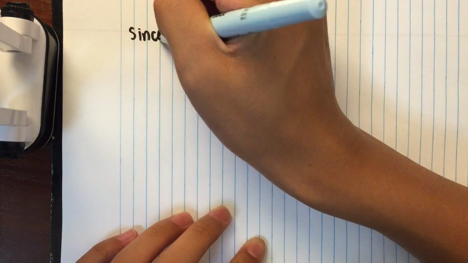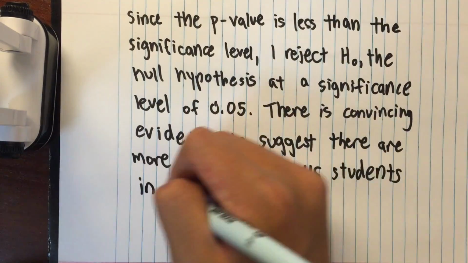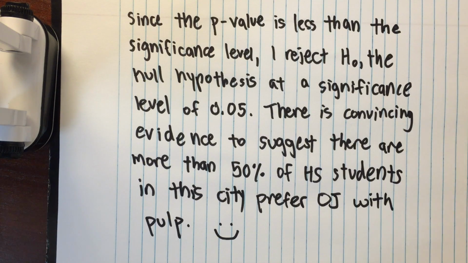So now that we know all of this, we can move on to the last step, writing our conclusion. Since the p-value is less than the significance level, I can reject H0, the null hypothesis, at a significance level of 0.05. There is convincing evidence that more than 50% of high school students in this city prefer orange juice with pulp. So I guess orange juice with pulp is just better.